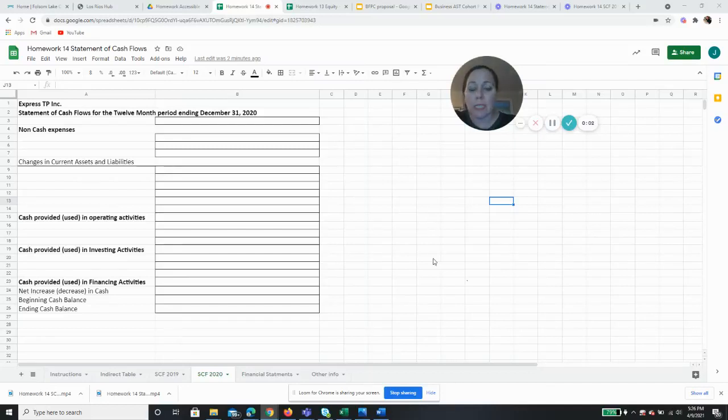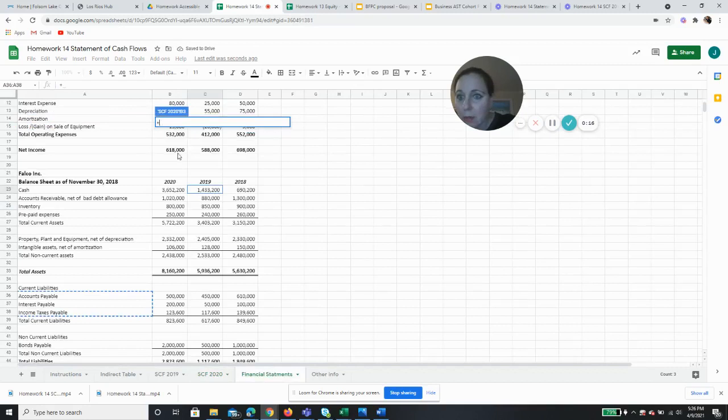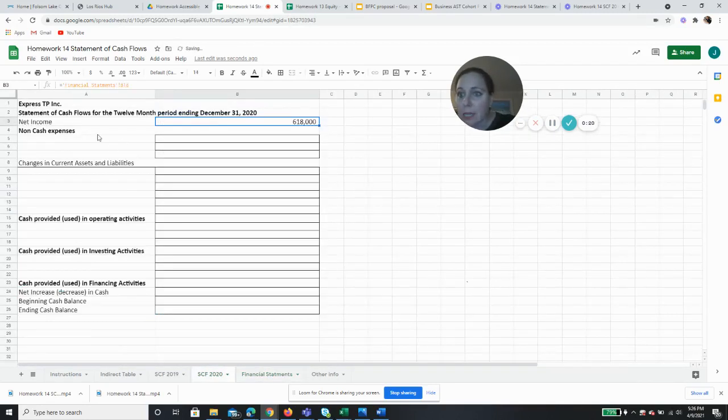We are on homework 14. We're doing the statement of cash flows for Express TP Inc. for 2020. So we will start with our net income, and we're going to grab that from our 2020 financial statements, and that's $618,000. Then we're going to add back our non-cash expenses.